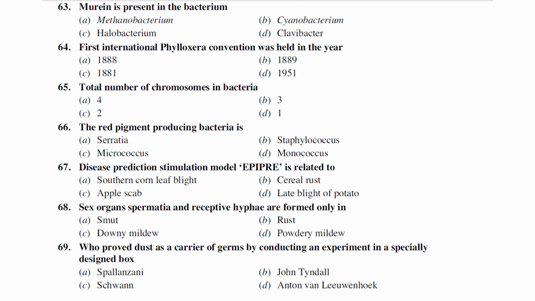Murein is present in which bacteria? Among Methanobacterium, cyanobacterium, halobacterium and Clavibacter, generally Clavibacter contains this murein.